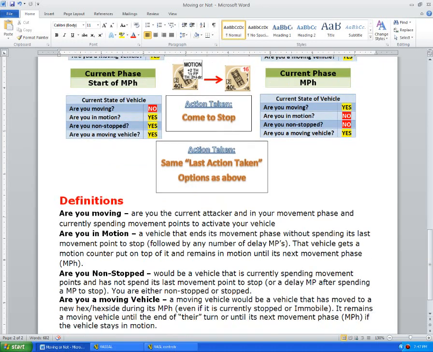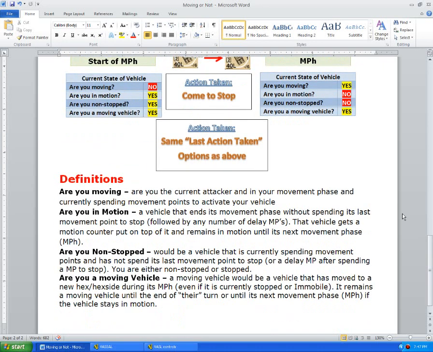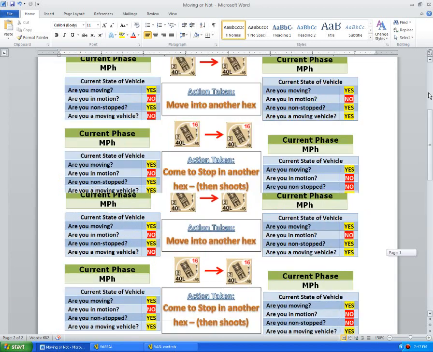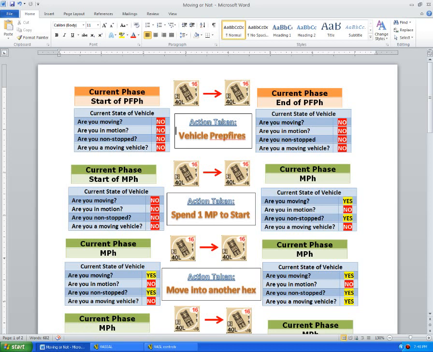Well, hopefully this is informative. Hopefully you get some of the definitions down. Hopefully you can understand the different states that the vehicle can be in and how the different states relate to the different phases, and how the different actions you take can affect the different states that you can possibly be in. Well, I hope this video was informative and interesting, and hopefully I did a good job of explaining it. It's very hard to try to explain motion and non-motion and stopped and non-stopped, moving and non-moving vehicles when somebody thinks of motion and non-stopped and moving vehicle all as the same thing. Unfortunately, in ASL, they're not all the same thing, and so you have to understand the differences between them.